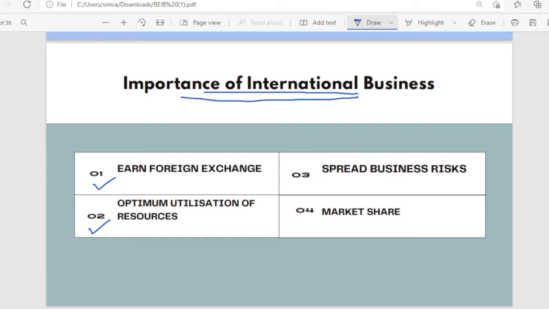Optimum utilization means, suppose you have labor in abundance, you have a lot of people who are unemployed, and you can put them to work, and if you are putting them to work, then that is going to help your business flourish. For example, India. What is India having in terms of business? India is having population, that is, India is having labor, manpower, right, in abundance.